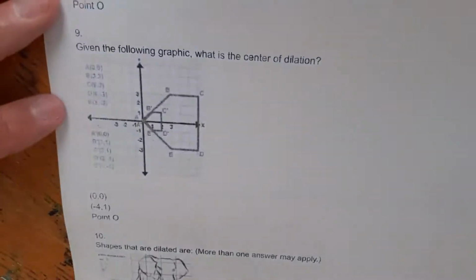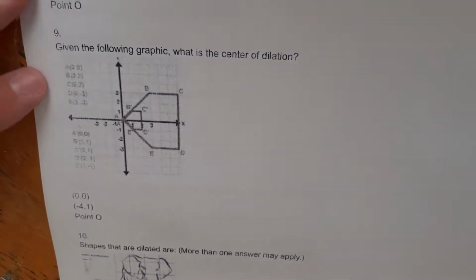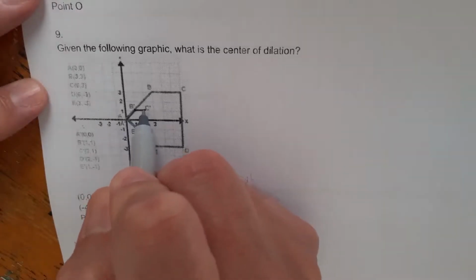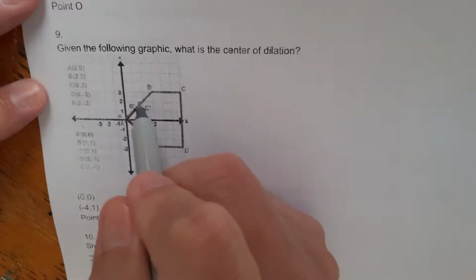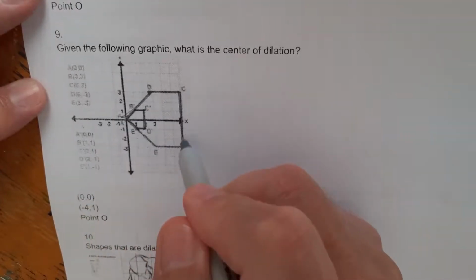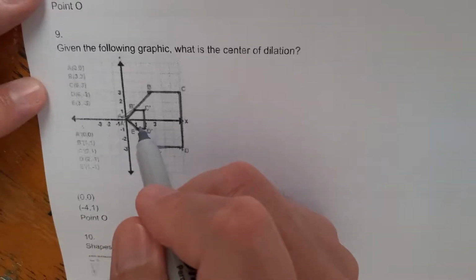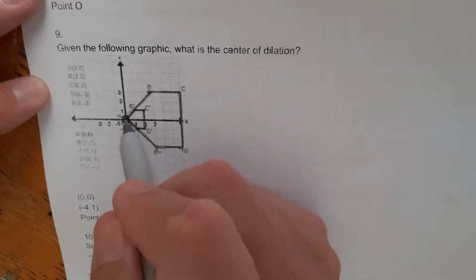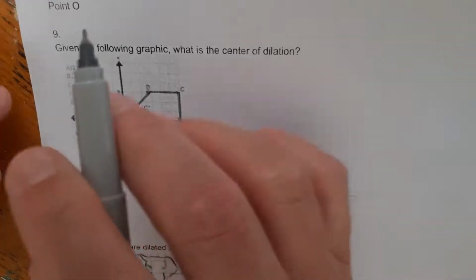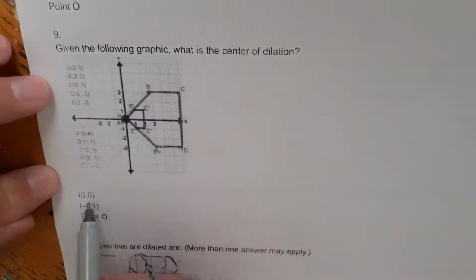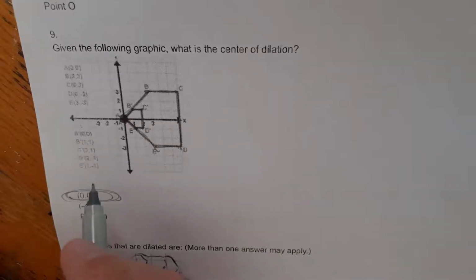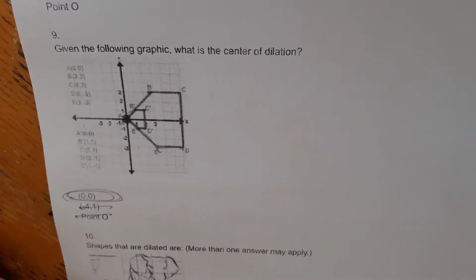All right. Given the following graphic, what is the center of dilation? Well, it looks like a home base plate. And I don't know, yes, this is the origin right here. And it looks like it's being expanded straight up off of that and just being enlarged straight up off of that. So I would go for 0, 0. There's no negative 4, 1. So they're making this obvious for us, the misleads.